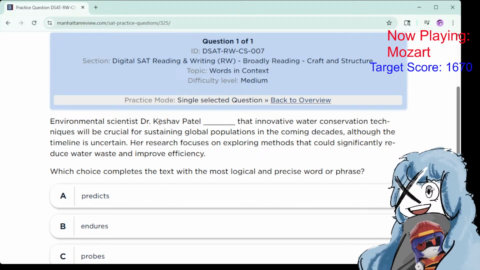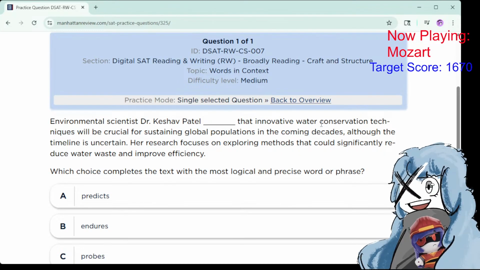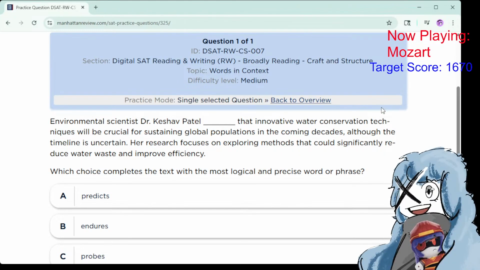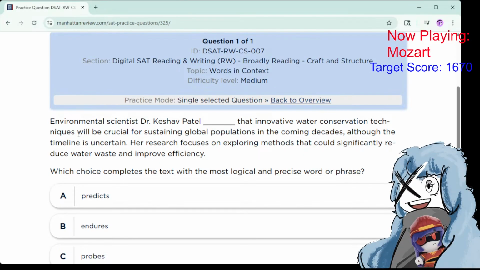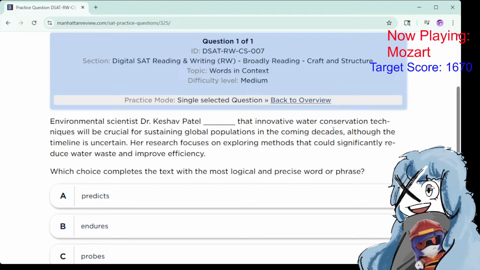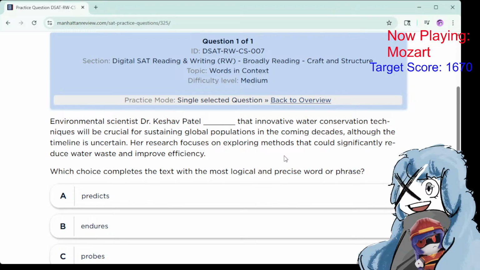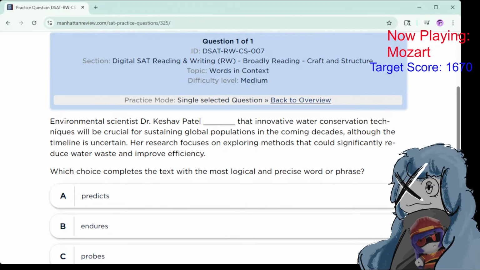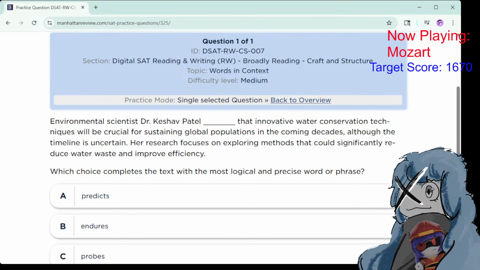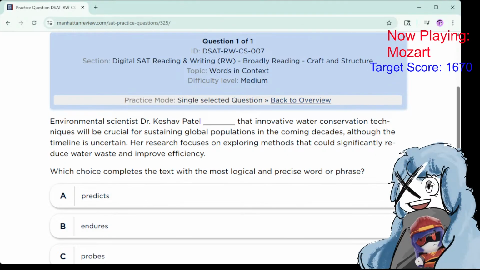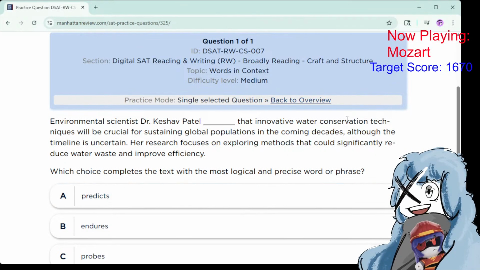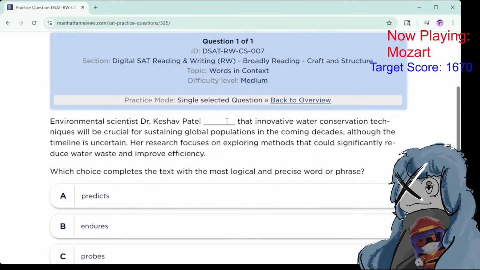Environmental scientist Dr. Kashyap Patel blank that innovative water conservation techniques will be crucial for sustaining global populations in the coming decades. Although the timeline is uncertain, her research focuses on exploring methods that could significantly reduce water waste and improve efficiency. Which choice completes the text with the most logical and precise word or phrase? Let's see, how would this connect to anything else?